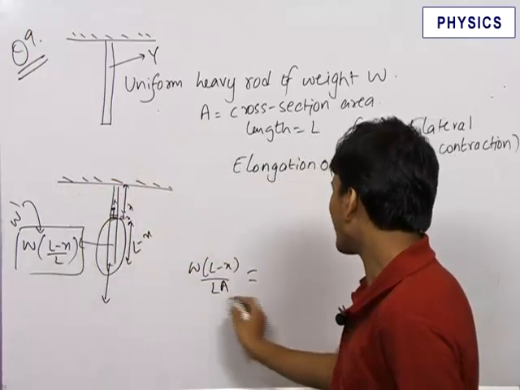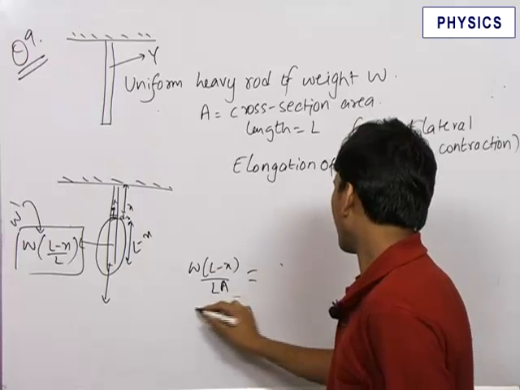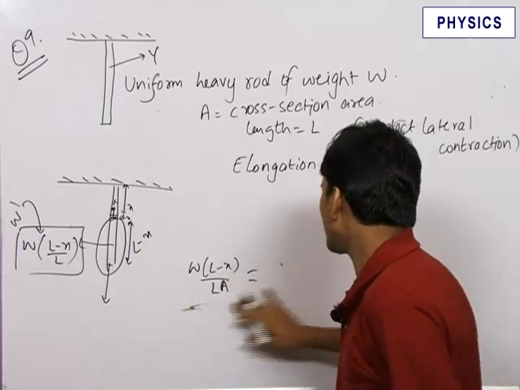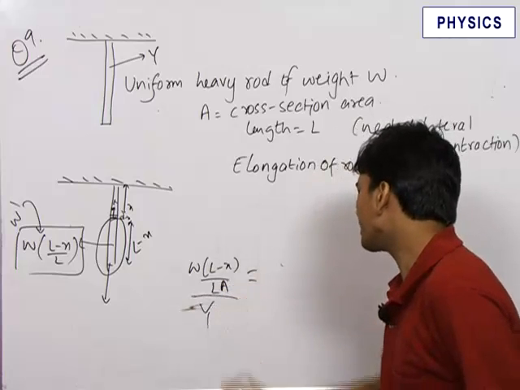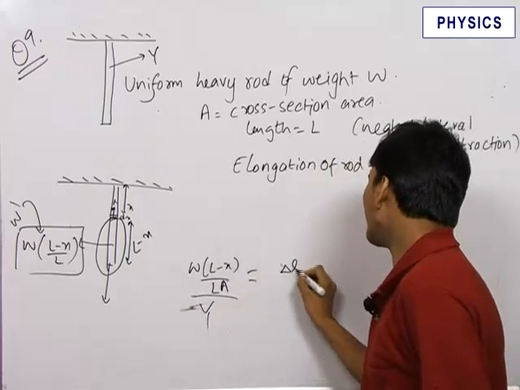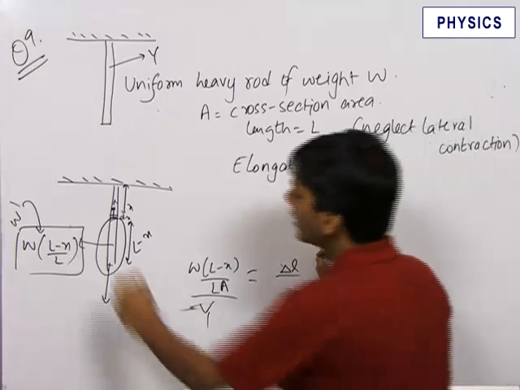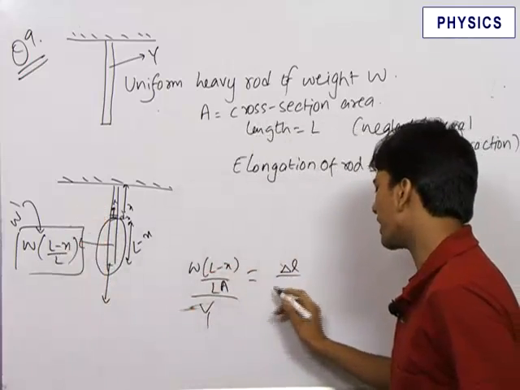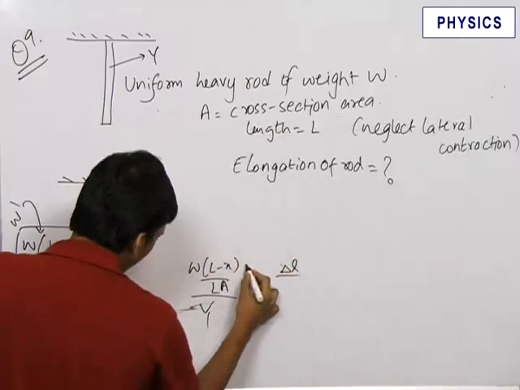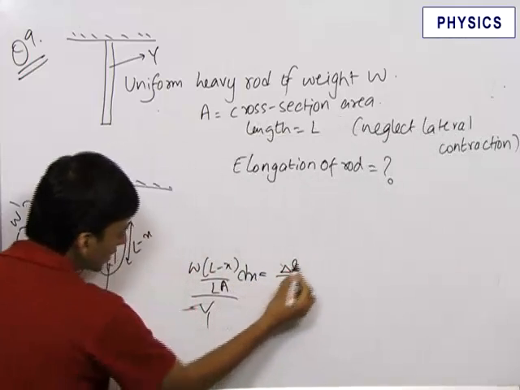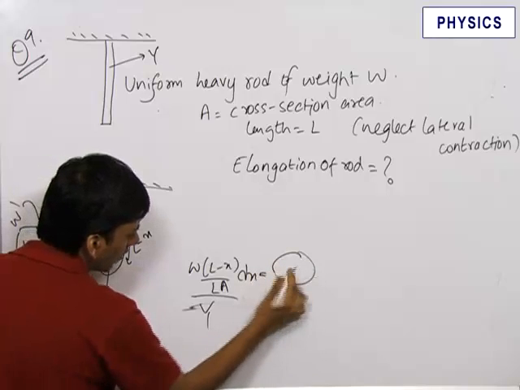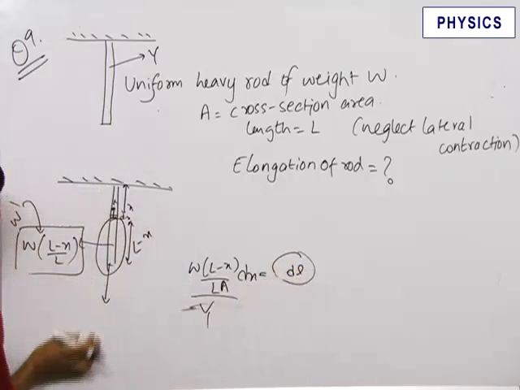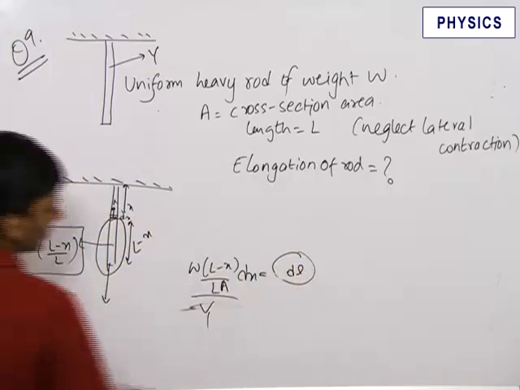Now we know that stress upon strain is equal to the Young's modulus. We divide by the Young's modulus here to get delta L, that is the small change in length of this dx element, upon the original length, that is equal to dx. So we multiply dx over here. This is the very small change in the length of this dx element.